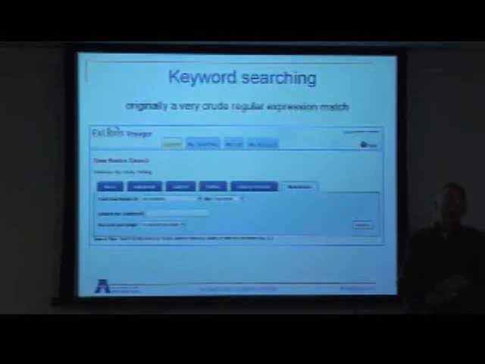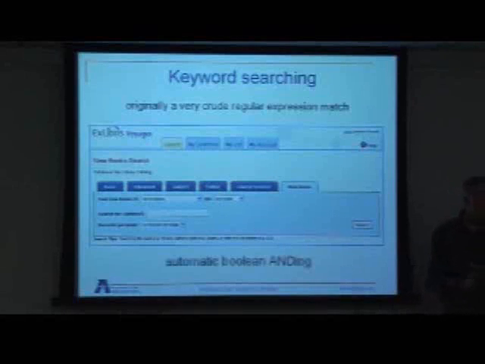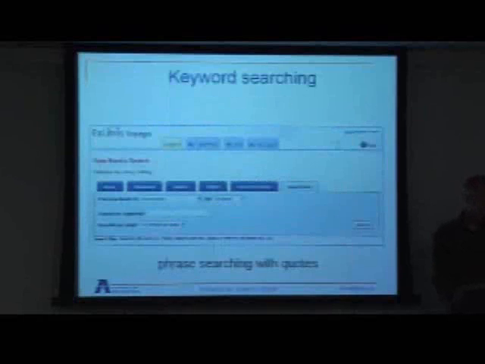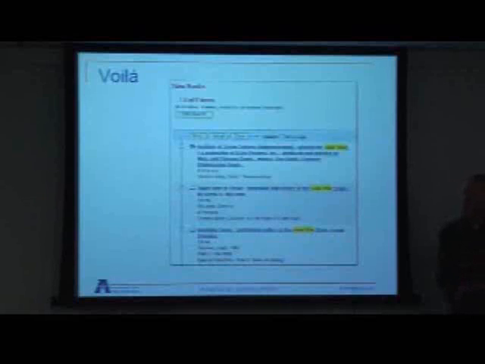Another good thing about this version is the keyword searching. The original optional keyword searching for the new books list was a very crude regular expression match. But now there's automatic Boolean ANDing, so if you put in a term like Texas history and search on that, you're going to get that automatically Boolean ANDed. And notice that, same as within Web Voyage, your search terms are highlighted. In addition, it has phrase searching with quotes. So if you search that, you get those results.